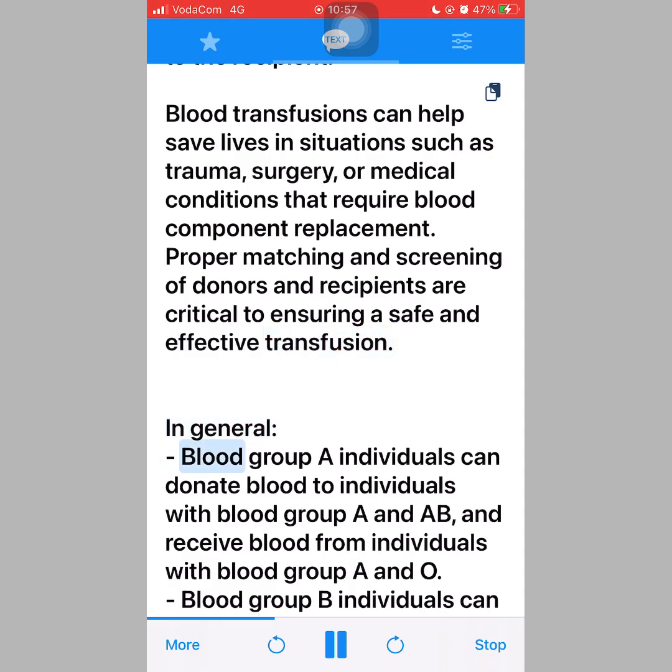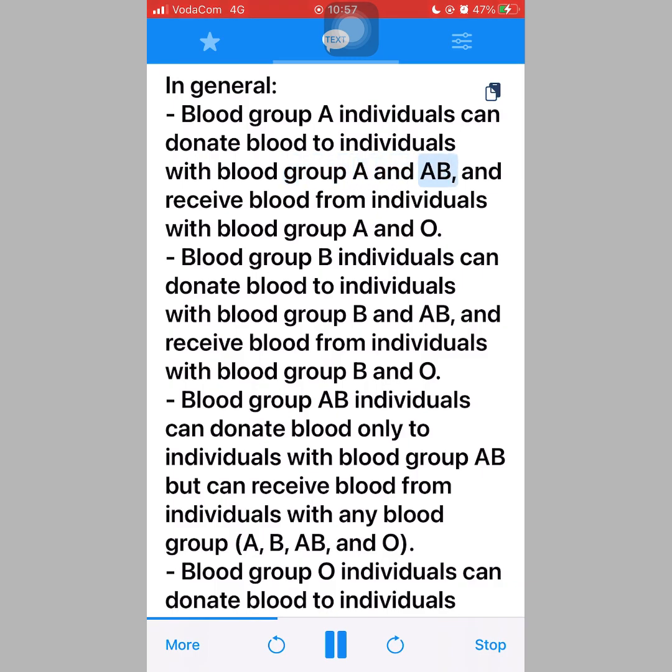In general, blood group A individuals can donate blood to individuals with blood group A and AB, and receive blood from individuals with blood group A and O.